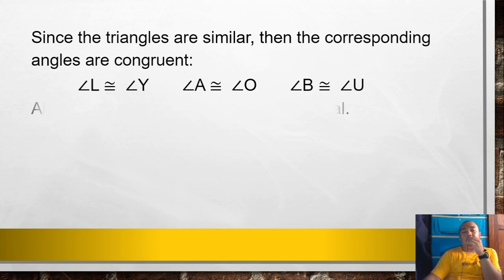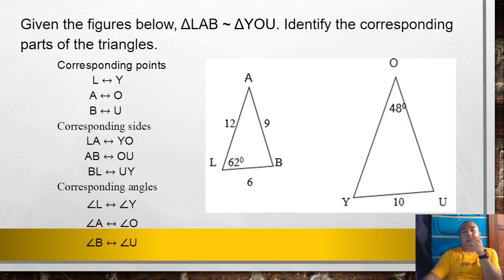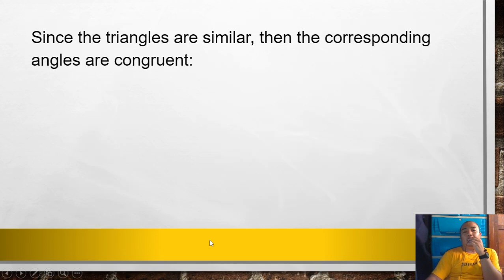Since the triangles are similar, the corresponding angles are congruent. So, from the previous figure, angle L is congruent to angle Y, angle A is congruent to angle O, angle B is congruent to angle U. Between triangle LAB and triangle YOU, their corresponding angles are equal, as stated here in the next slide.